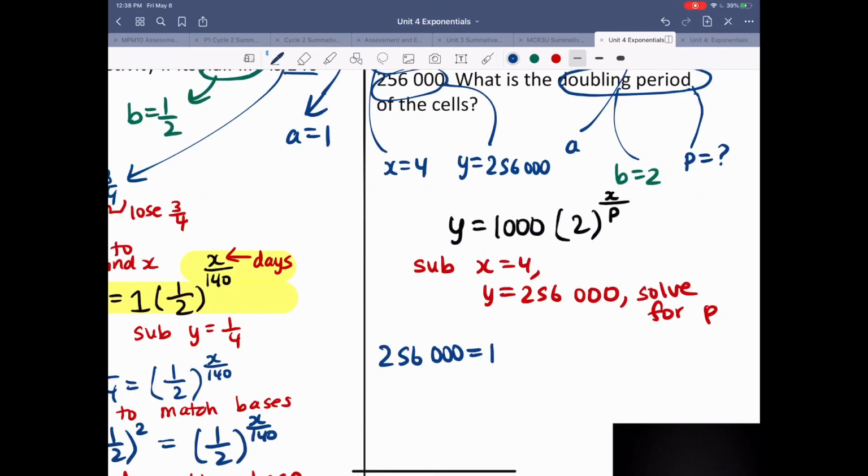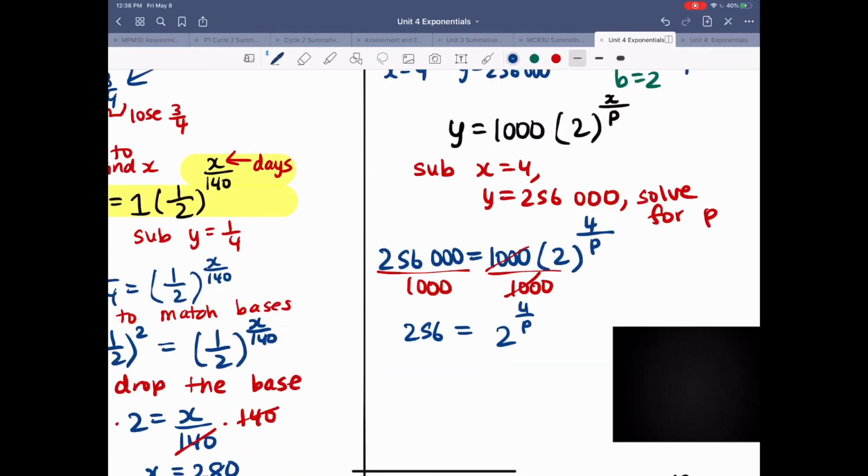So 256,000 equals 1,000 bracket 2, 4 divided by p. Now you're going to try to do BEDMAS backwards to try to find p. So first I'm going to divide both sides by 1,000, and I'm going to get on the left side 256 because my zeros will cancel out on the top and bottom, and I get 2 to the exponent 4 over p.